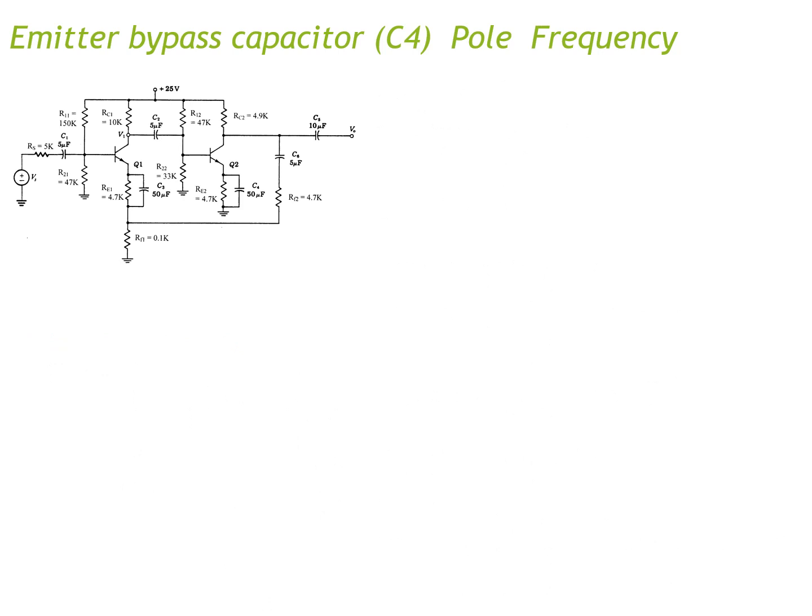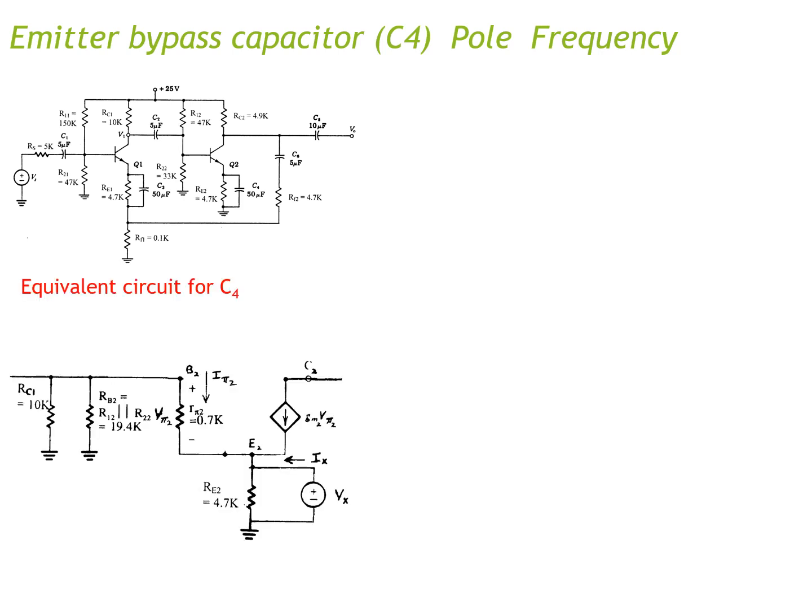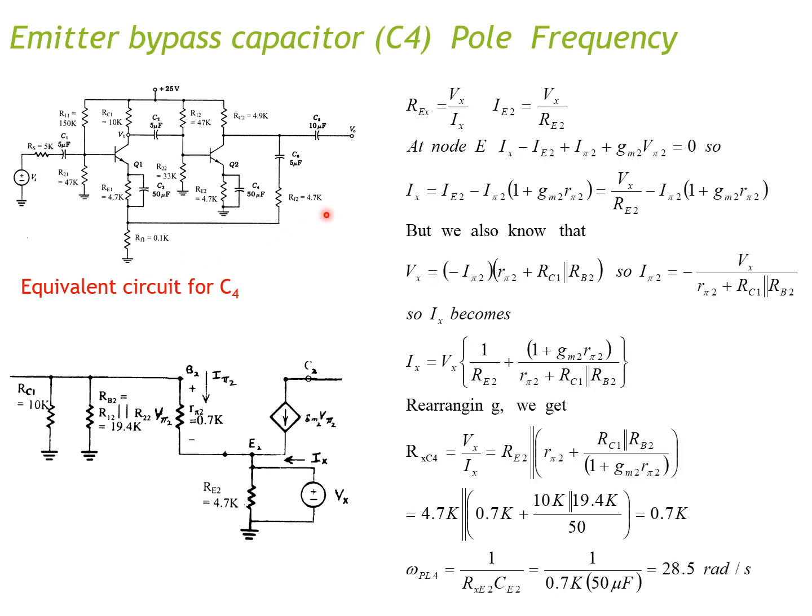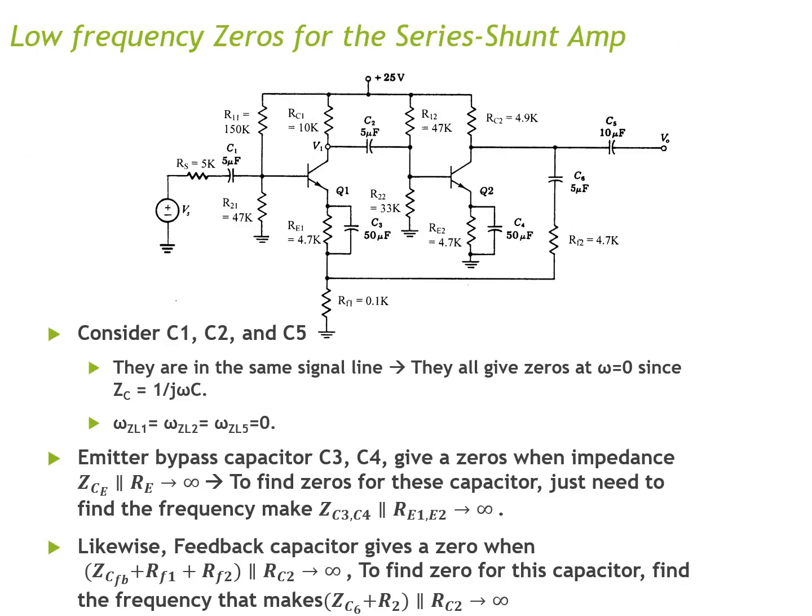Alright, let's go to the final one. Now we're gonna move to the emitter bypass capacitor C4. This is gonna be a lot easier actually, because we have done the difficult part. For C4, we don't have any loading effect from the feedback path. So we do the same thing. Basically, we can find RxC4 to be 0.7 kilo-ohms, and we're gonna have the pole for this C4 to be 28.5 radian per second.